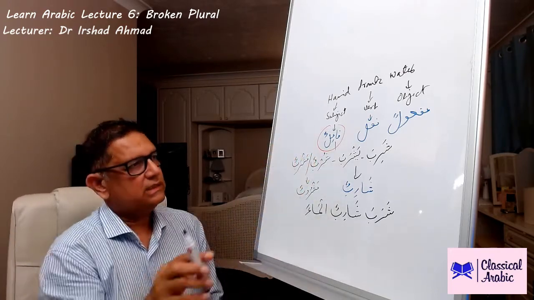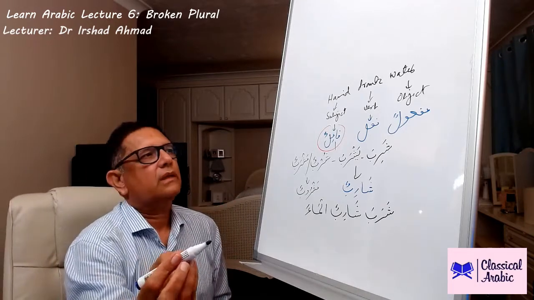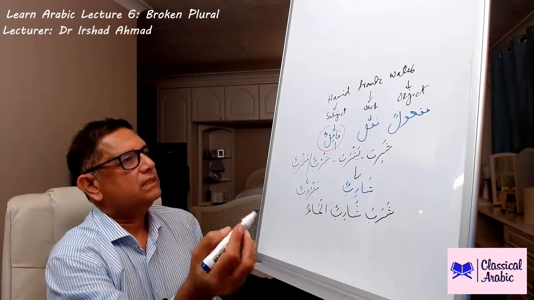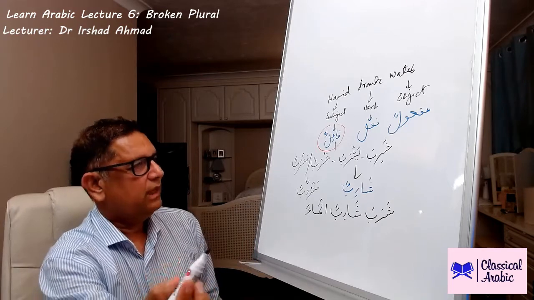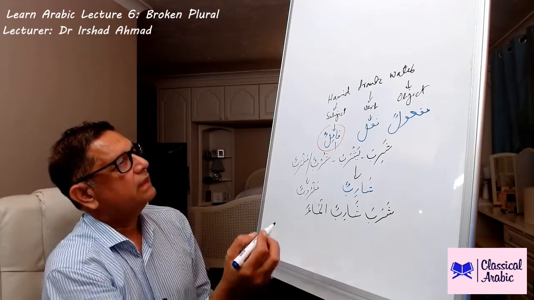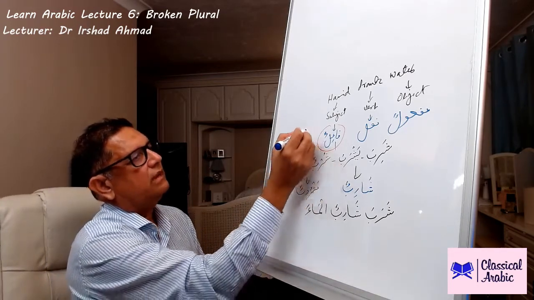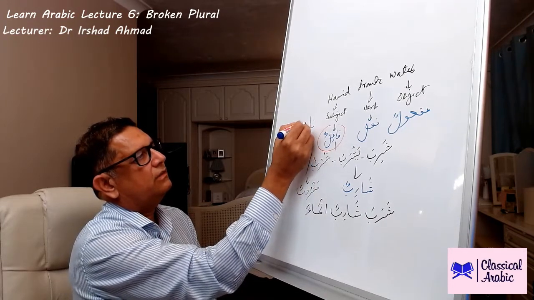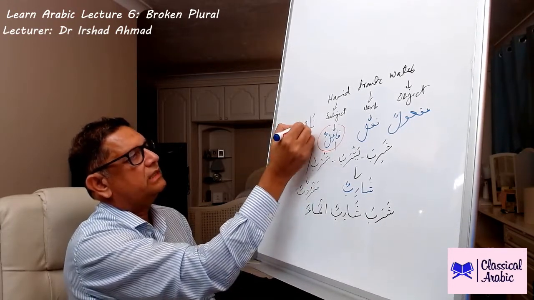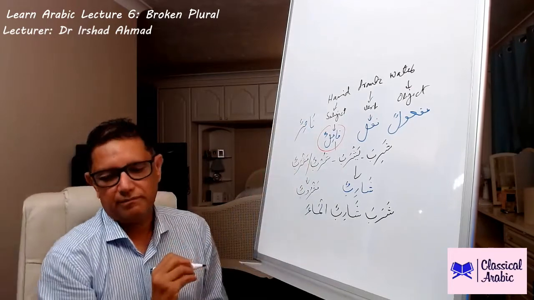For example, we can say from nasara, we have looked at that verb. So nasara, to help or helping, the action of helping. And from nasara we can have nasirun, the one who helps, the one who performed the action of helping, nasirun.